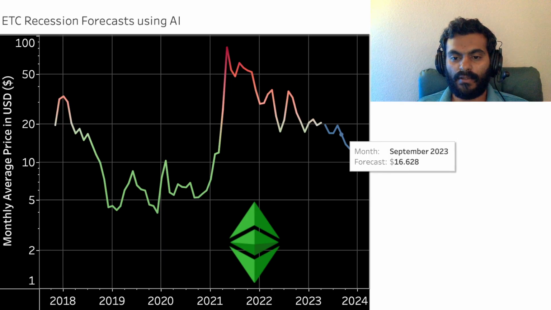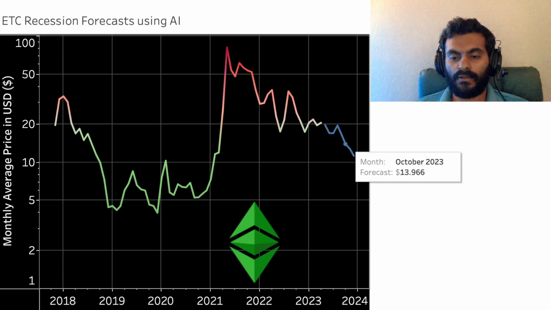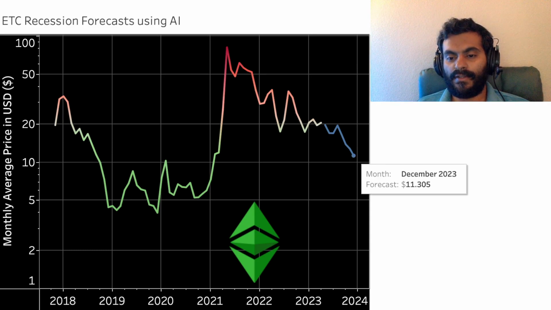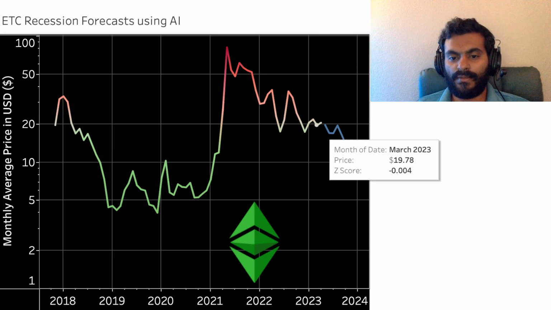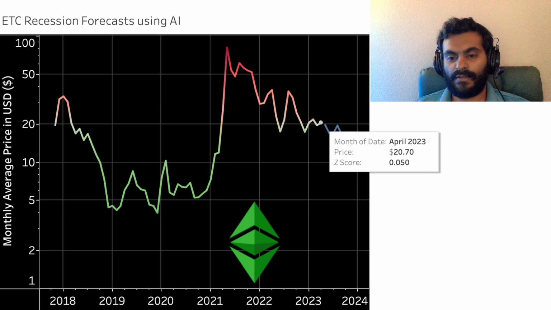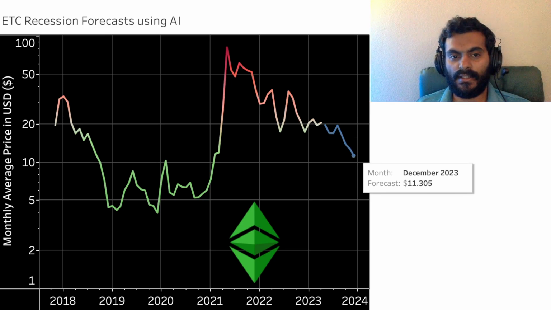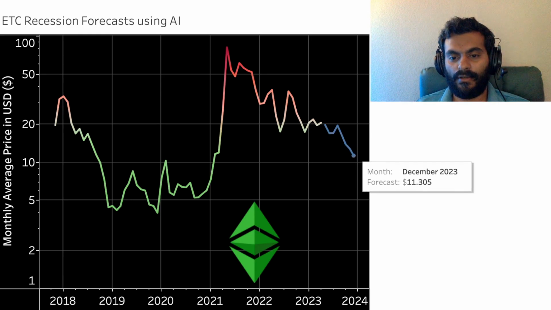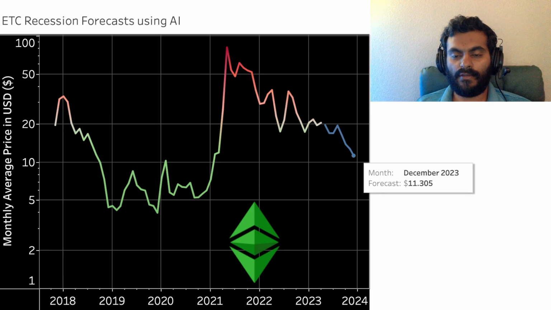For the month of September, the average price forecasted is $16. October is $13.96. November $12.87, and in December $11.30. So this $11.30, from the current price of $20.70, is again a near 50% drop from the current price, and that is what is being forecasted in the scenario of recession.